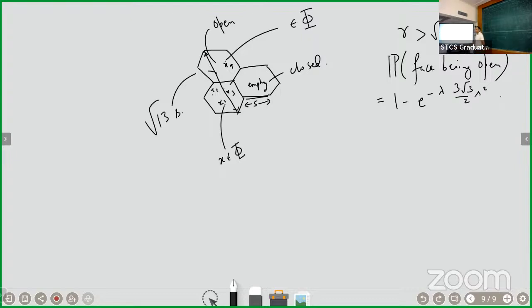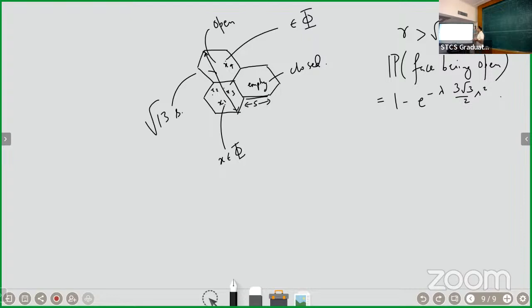And one more property I need to exploit. When I looked at the hexagonal percolation, the faces have to be open and closed independently of each other. While I'm mapping a face to be open depending on whether I find a point or not, these are independent because of the Poisson property. The number of points falling in disjoint sets are independent. So that is also being critically used here to make sure that the faces are open and closed independently of each other.